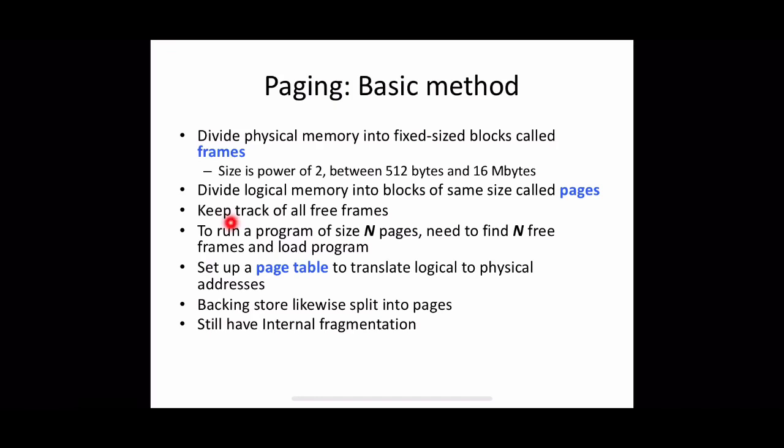The OS will keep track of all the frames which are free now. Whenever a new request arrives for a process of n pages, the OS should find n free frames from the list of free frames and then load the program. For this, it will keep a page table to translate the logical to physical addresses. We can see how this translation is actually happening and what the page table structure is. Definitely we are storing the programs initially at the backing store, so this backing store also will be divided into pages.